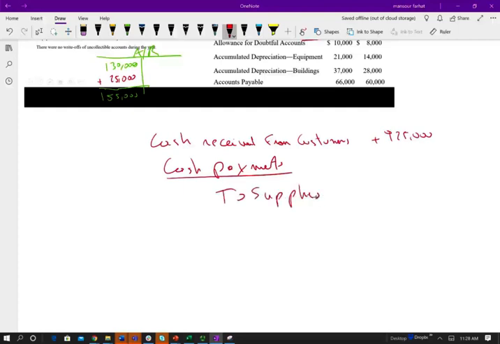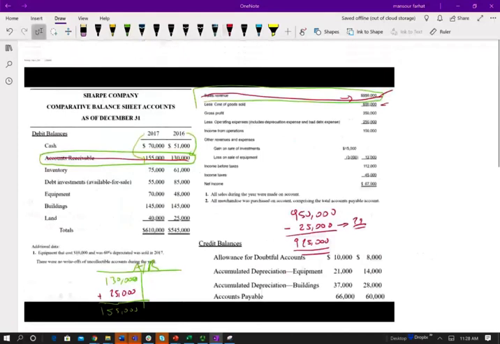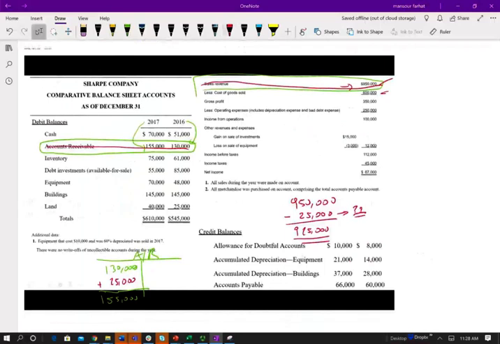From the income statement, it shows that I recorded 600,000. It means I spent 600,000. Technically, this is negative. Okay? So 600,000. Now I need to convert this number, 600,000, to how much I actually paid.